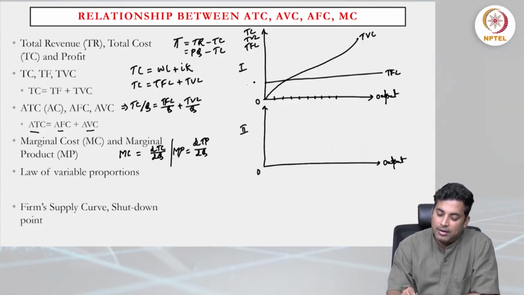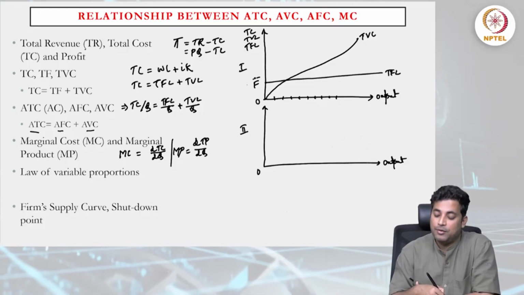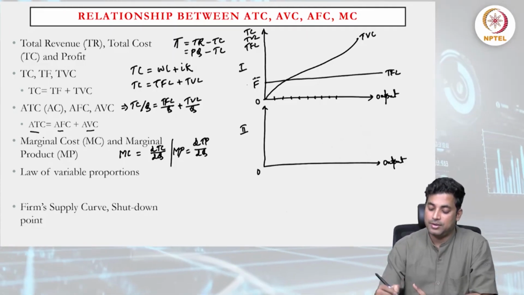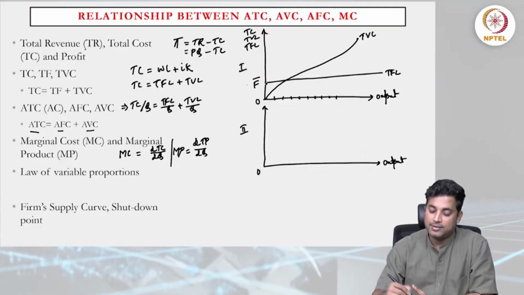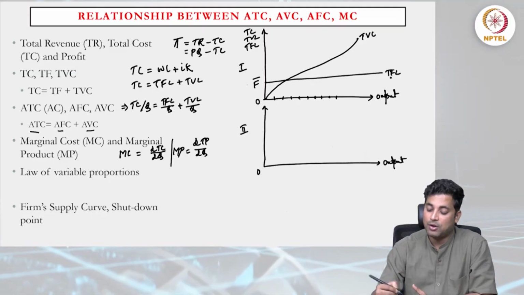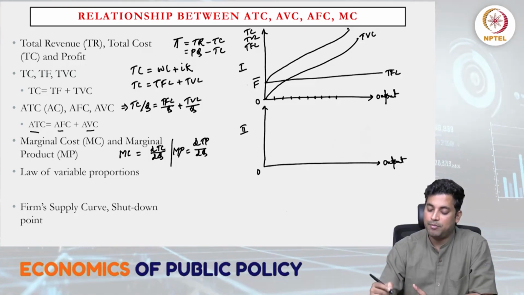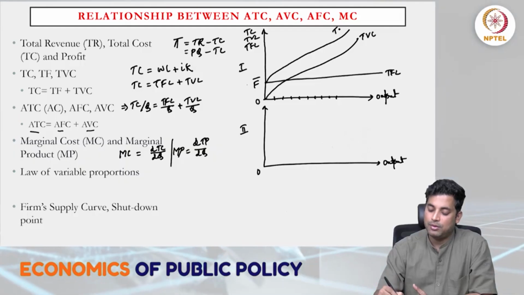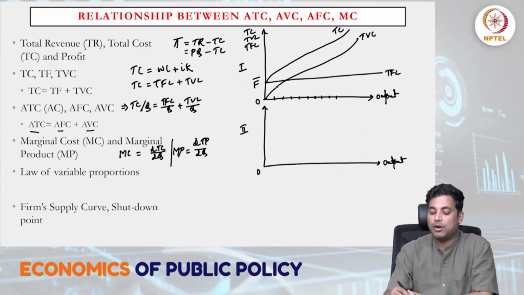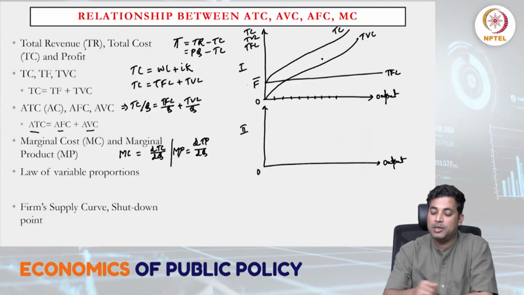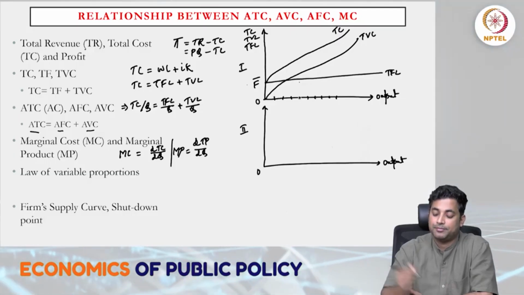Like say here F is a fixed cost for the firm for all the output. So now total cost is the summation of total fixed cost and total variable cost, and then this curve will move parallel to total variable cost, and this gap between TC and TVC is due to TFC, the same amount here.